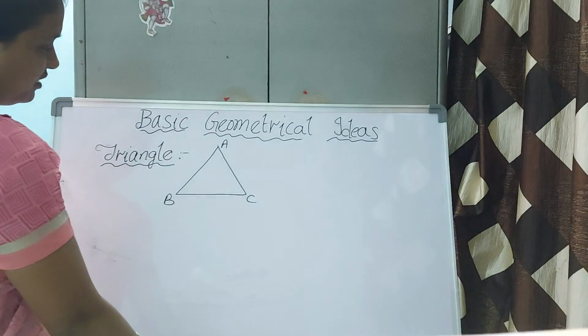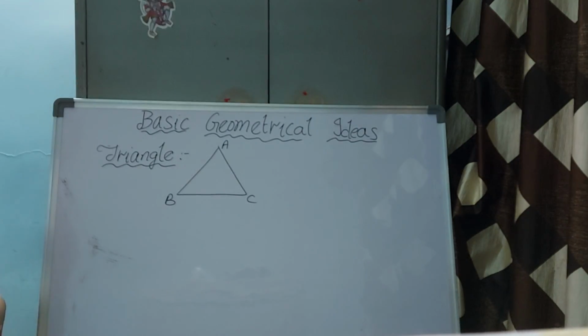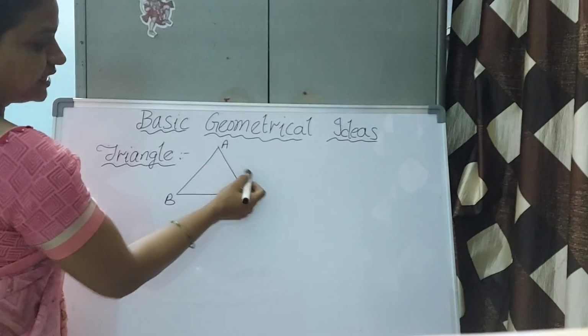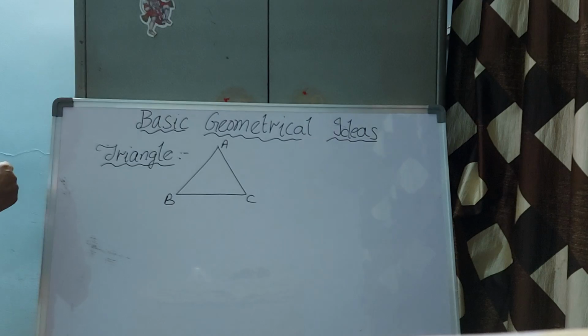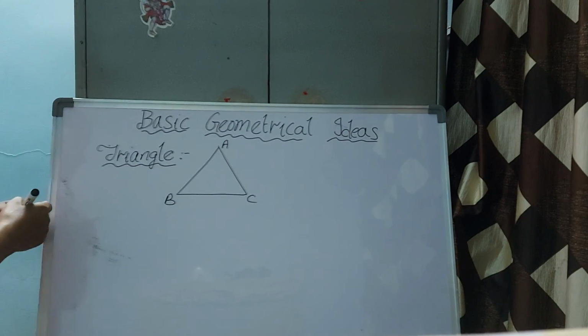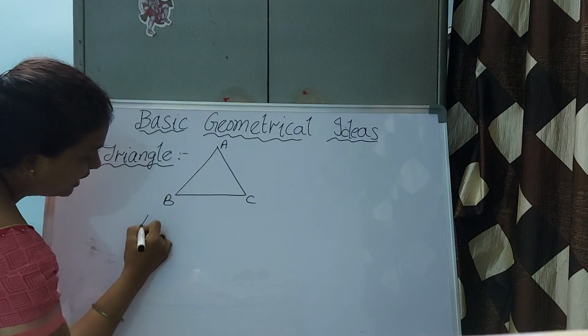Good evening, children. In the previous class, we discussed the triangle. We discussed the interior, exterior, the parts, and the sides. Already we discussed those. How to denote it, we did not discuss. Now we will see that one.